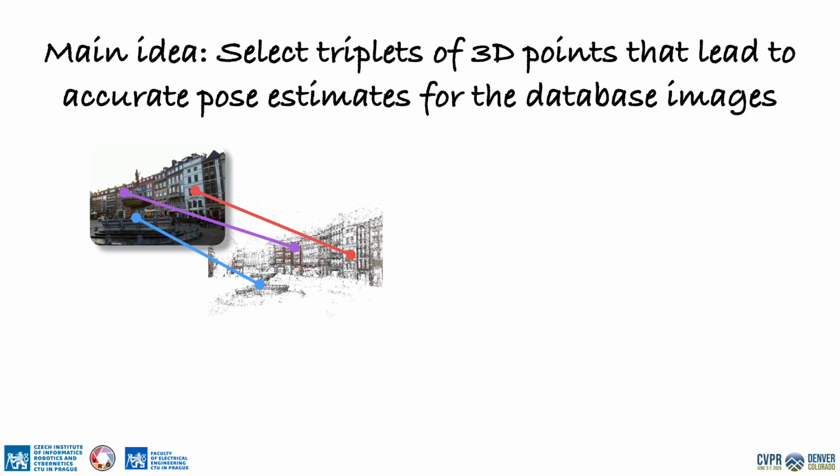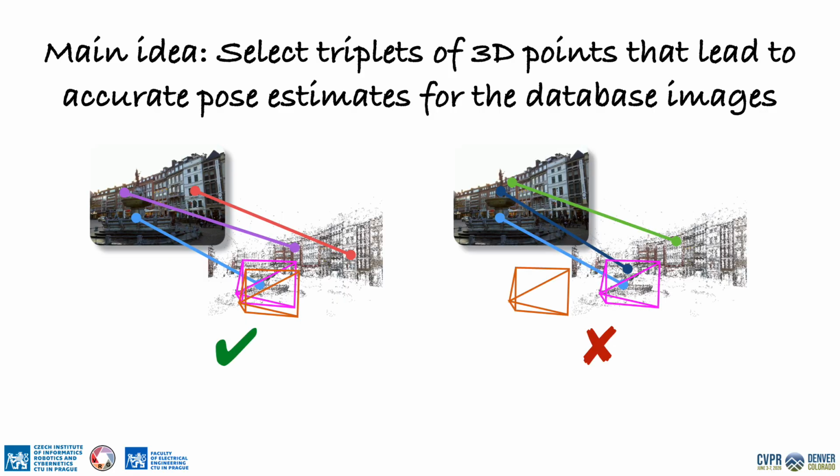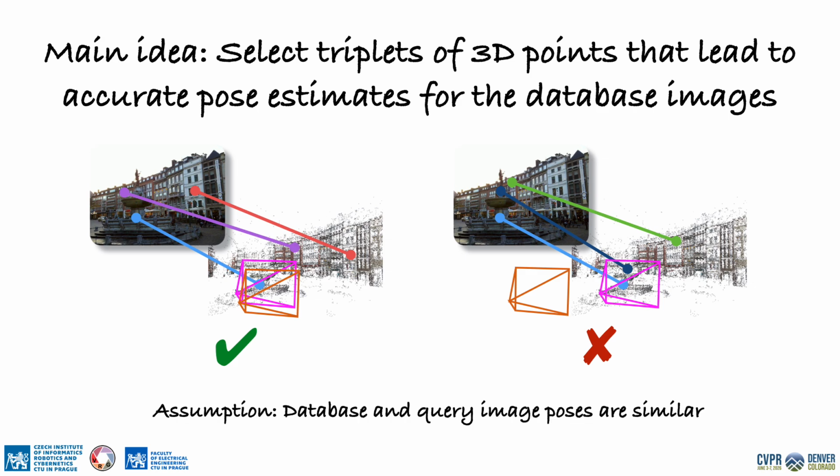For a given database image and a given triplet, we can estimate the camera pose of the database image and compare it against the ground truth pose. We can then decide whether a triplet leads to an accurate pose or an inaccurate pose estimate. Similar to prior work, we thus make the assumption that the distribution of query poses is similar to the distribution of database poses, which seems to be a valid assumption in many cases.